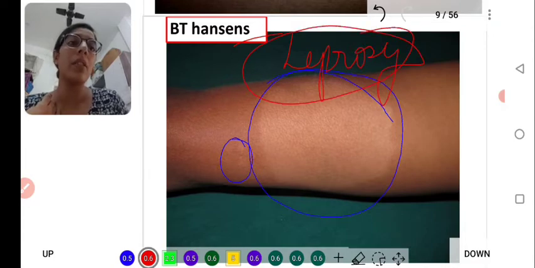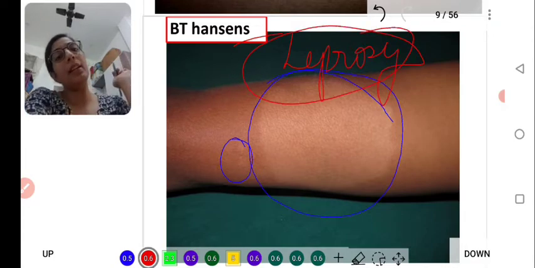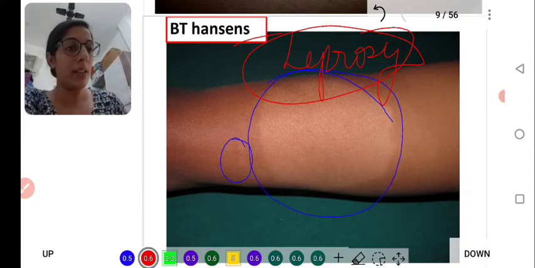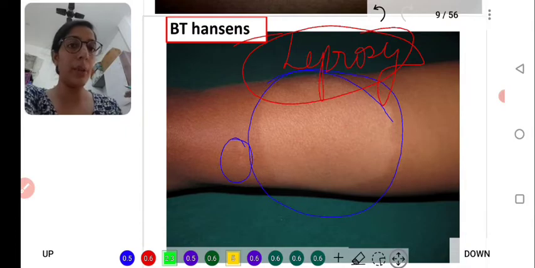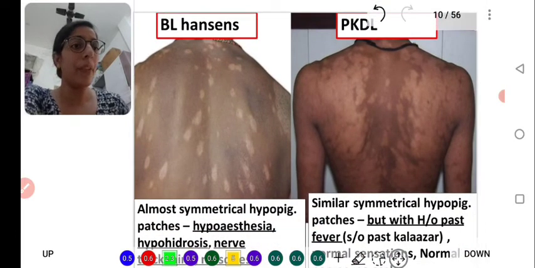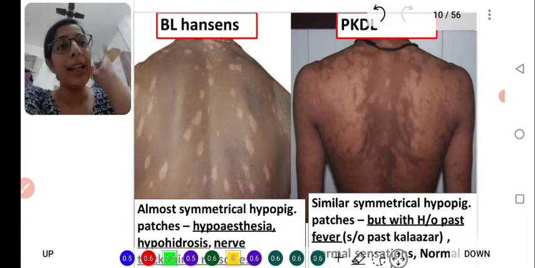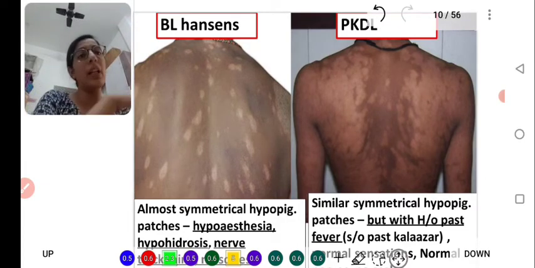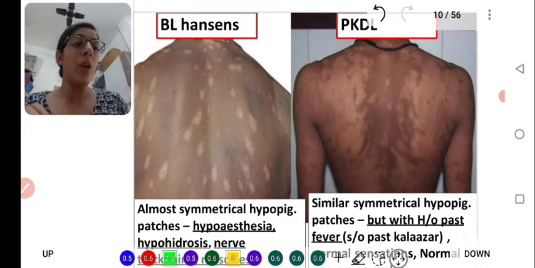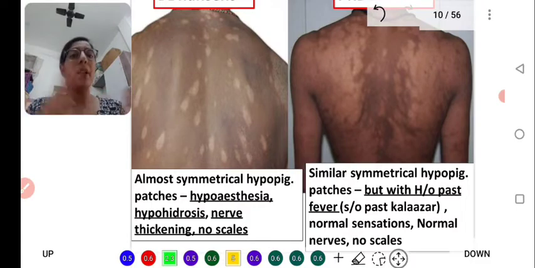Borderline tuberculoid, borderline lepromatous, borderline borderline, and tuberculoid type, and lepromatous. These are the types. We will be doing it later. Yeah, okay. So these are the lesions. Borderline Hansen's disease or post-Kala azar dermal leishmaniasis. What is the difference between these two? In post-Kala azar dermal leishmaniasis, there is a history of prolonged fever, like 1 year, 2 years, in the endemic region. Almost the endemic region of both is similar.